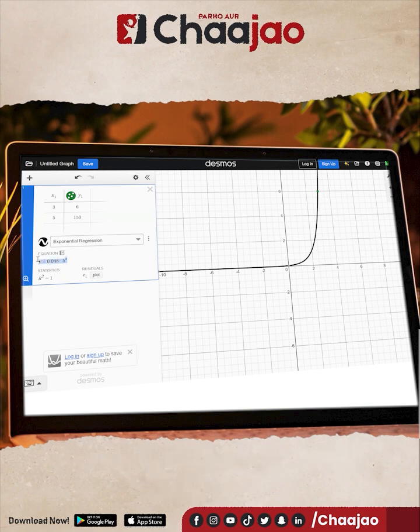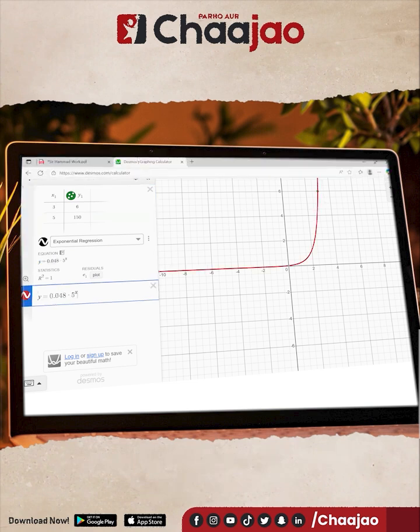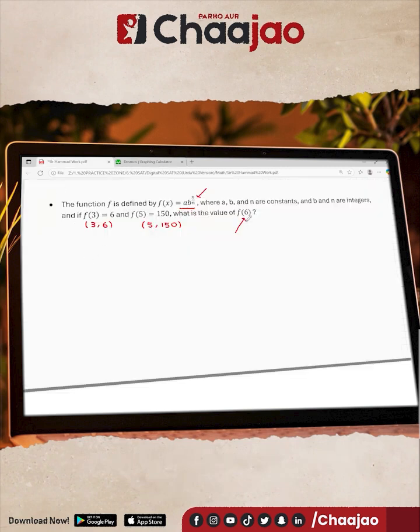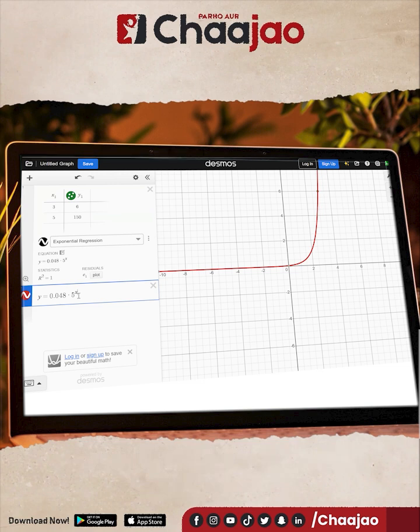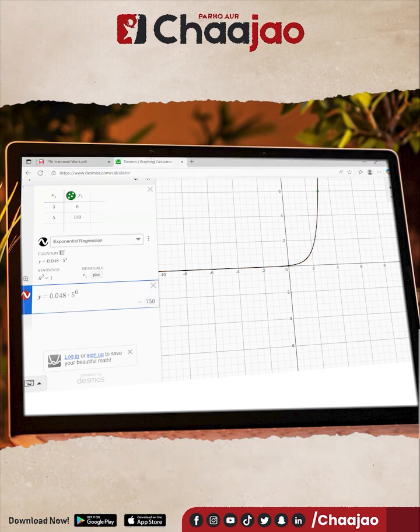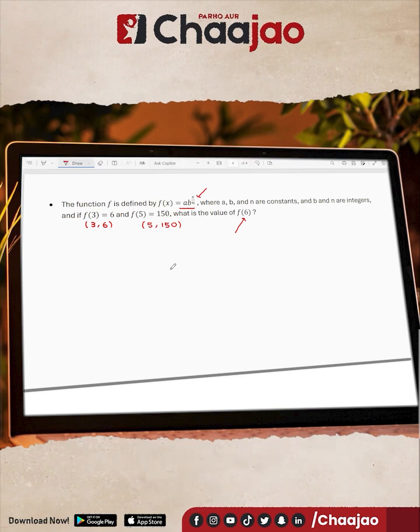y is equal to 0.048 times 5 raised to the power x. You can just copy and paste this equation into another tab. And what are we supposed to find out? We're supposed to find the value of y when x is 6. So you replace the x in the power by 6, and once you put 6 there, you get the value of y as 750. So that's one way of doing this question. The value of y when x is 6 comes out as 750. That should be the right answer.